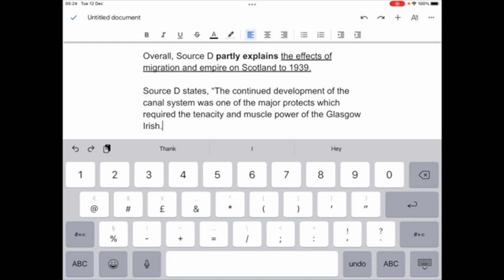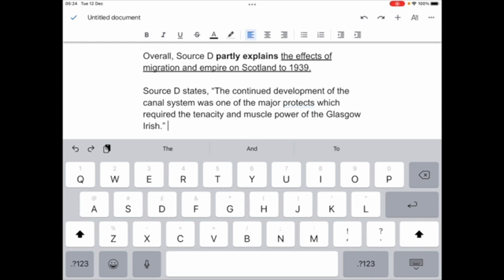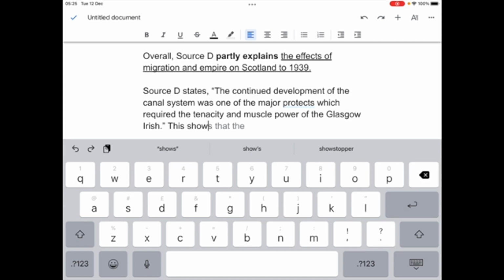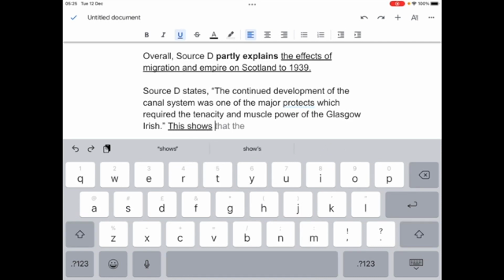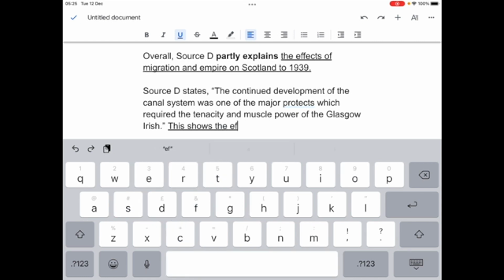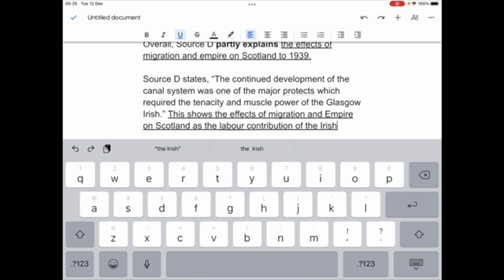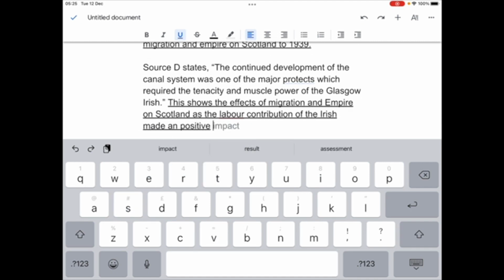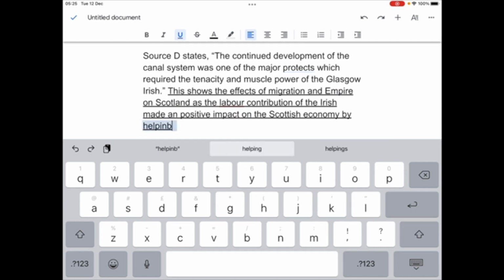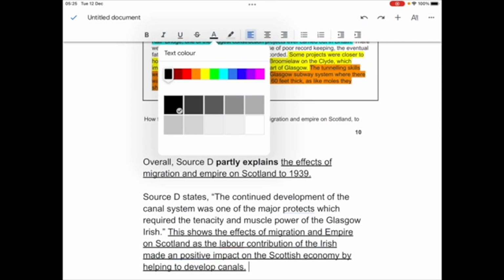Now if I was to stop there, I wouldn't get the mark. What I need to do now is put that sentence alone in my own words. I don't need to bring any new information, I just need to put it in my own words. So I would say something like, this shows, I'll underline this actually, this shows the effects of migration and empire on Scotland as the labour contribution of the Irish made a positive impact on the Scottish economy by helping to develop canals. And then that would get 1 mark.